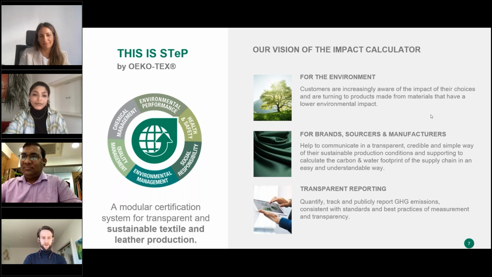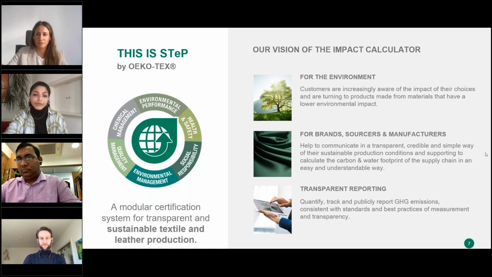You can see it here on the left hand side. The STEP certification is a modular system consisting of 6 modules. And today with the impact calculator, we are focusing on the environmental performance and environmental management part.